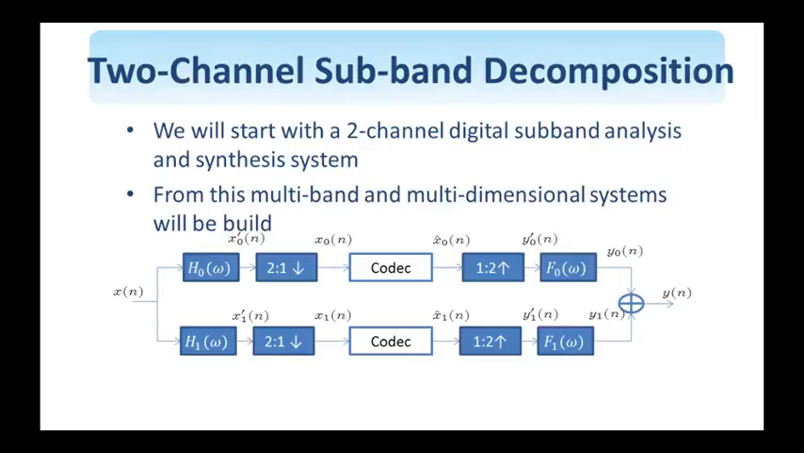Here is the block diagram of a two-channel subband decomposition. Having a two-channel system, I can then cascade it and end up with multi-band as well as multidimensional signal subband decomposition. We see the H1, H0 filters here. H0 is a low-pass filter, H1 is a high-pass filter. Then there is decimation by a factor of 2, encoding, upsampling by a factor of 2, and here are the synthesis filters F1, F0.